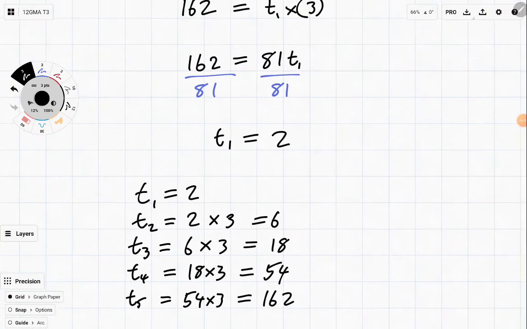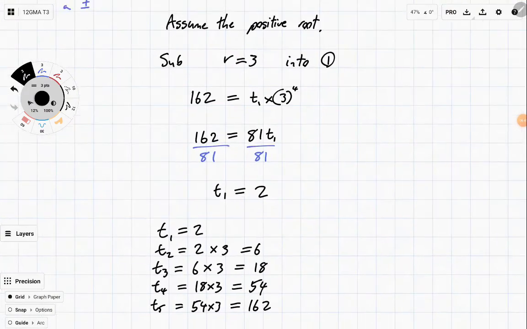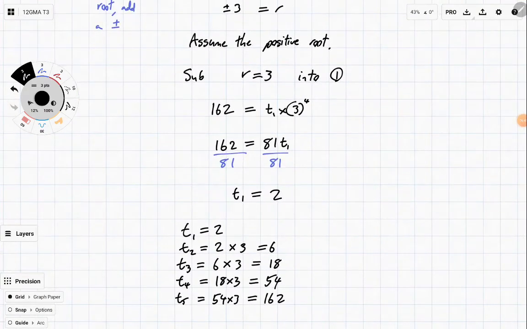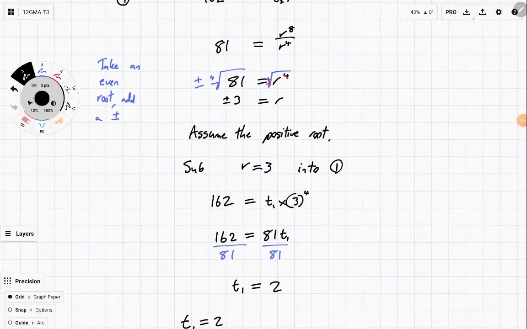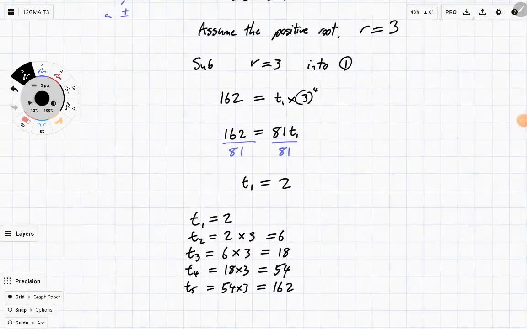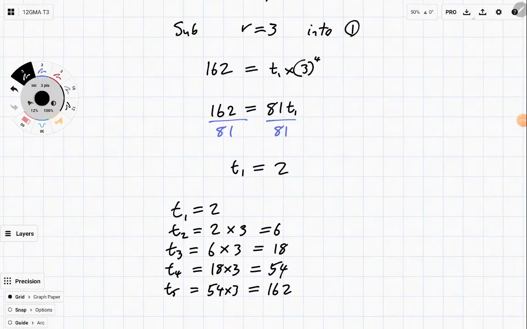Now this would have worked if we had chosen r equals -3, and it would have generated a perfectly valid sequence. But generally speaking, we're going to assume the positive root. You still have to write the plus or minus, but then you just assume the positive root, meaning you take only the positive answer. You don't leave the plus or minus. Alrighty, so that's how you find non-sequential terms in a geometric sequence. It's just simultaneous equations, but with division. See you in the next one.